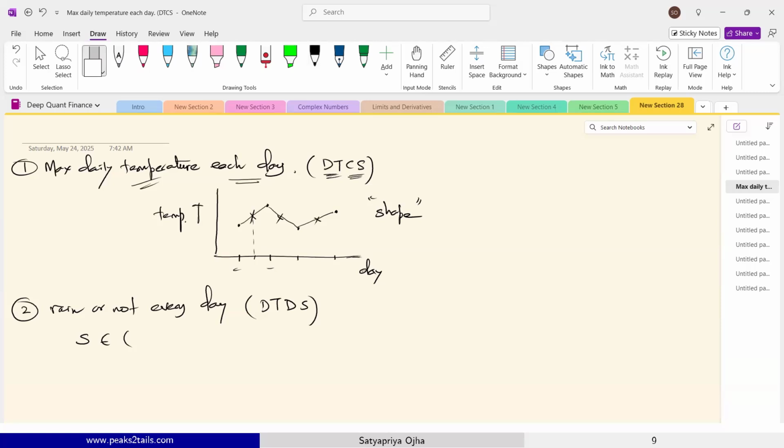State space is a set of two possible values, 0 or 1. Rain or not. Bernoulli, right? Two values, rain or not. And J is your time domain, which is 0, 1, 2, and so on. Every day you are measuring the state.